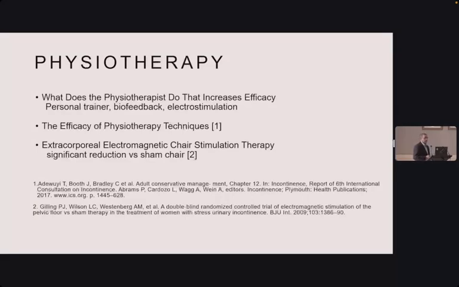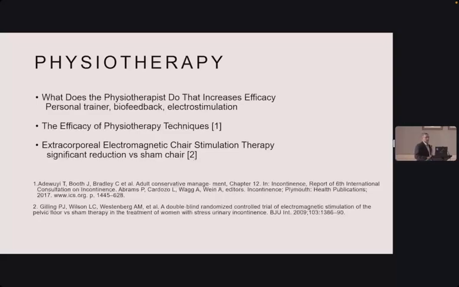The International Consultation on Incontinence also found that the use of the E-stim, the electrostimulation, gave cure rates of about 22% versus 5% for those who had no electrostimulation. So they did significantly better.